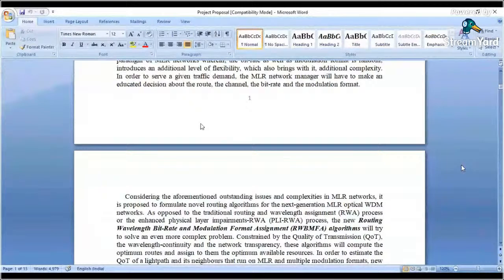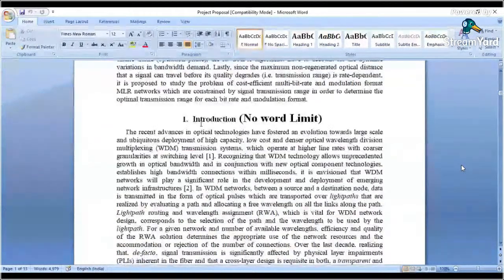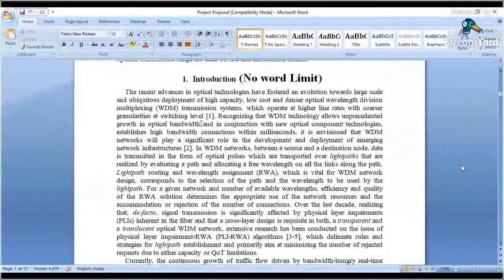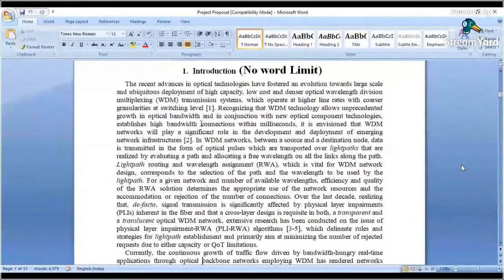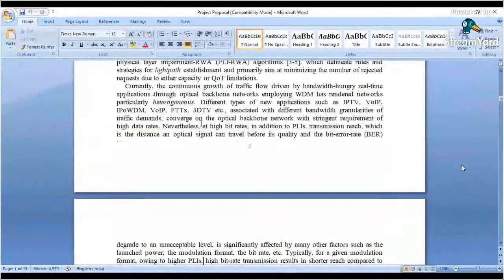So this entire file which was written just needed to be converted into a PDF file, printed out, and sent as a hard copy. But there was no word limit at all. So it was easier to write the proposal back in 2013 when there was no word limit or character limit. But in 2019, 2020, there were a lot of restrictions.